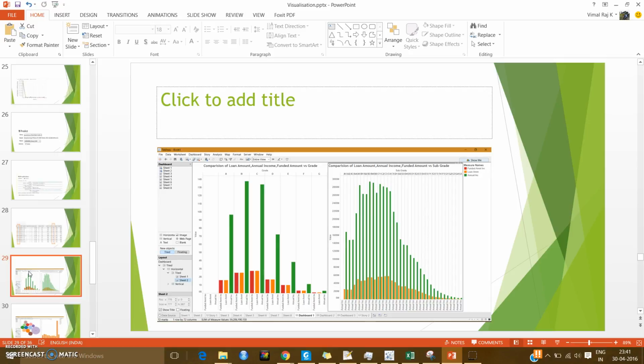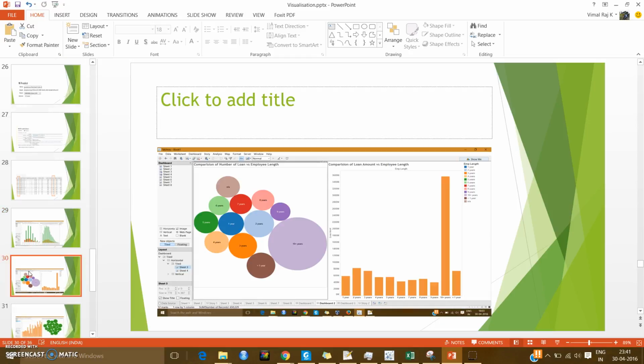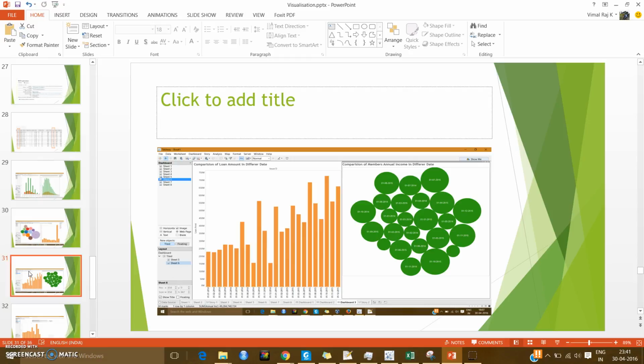Then these graphs show the performance of the company. In this graph the loan amount is compared with the group. Among these, group B has a higher loan amount, and in the subgroup, B3 has the highest loan. Similarly, the people with more than 10 years have taken more loans and also a higher loan amount. In the same way, in the year 2015, October has a higher loan amount compared to the others. The same goes for annual income as well.